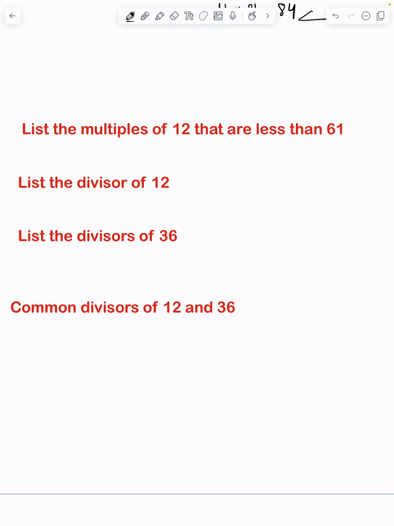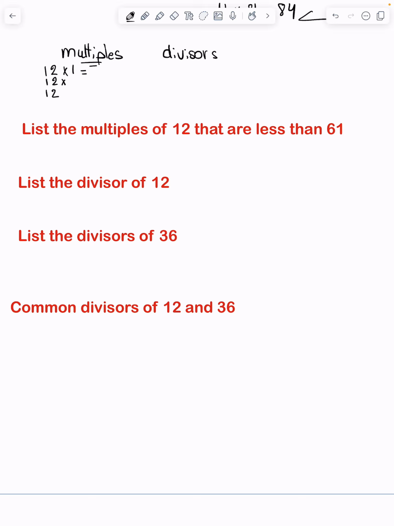Okay, a lot of people get confused about the difference between multiples and divisors. All right, what are multiples? Let's say they ask you a question: list the multiples of 12 that are less than 61. Basically, the multiples are, let's imagine that we've got the multiplication table of 12, okay?